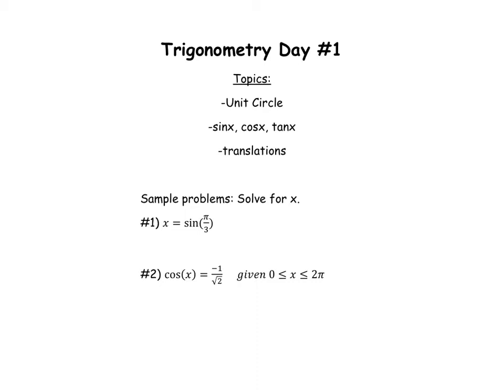Recall that the inputs of a trig function are angles, and the outputs of trig functions are ratios. Not rados, but ratios. Okay, so x in number 1 will be a ratio, and x in number 2 will be an angle. Therefore, let's go ahead and look at what would the sine of pi over 3 be.